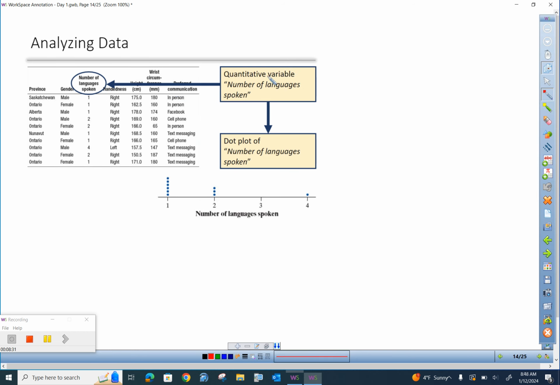When we talk about quantitative variables like number of languages spoken, in this case it's a discrete variable as well since they're all whole numbers. It's a count, not a measurement. A lot of times the dot plot is the easiest way to display that. You can also use a fancy type of bar graph called a histogram, but we're going to get into that in section 1-2 when we talk about displaying quantitative variables.